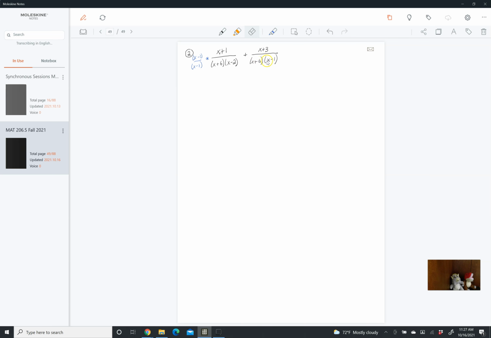Now we're going to do the same thing for this one. What does the other denominator have that this one doesn't? Well, the other denominator has an x plus 6, which we already said this one has. The other denominator also has an x minus 2. This one does not have an x minus 2. So we're going to multiply.